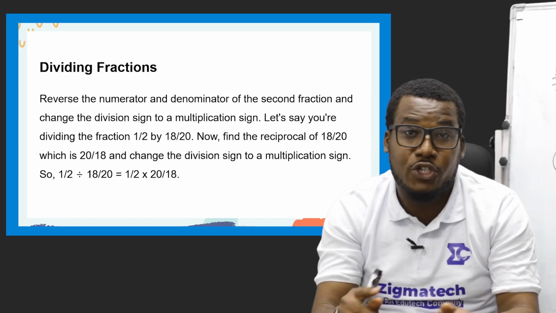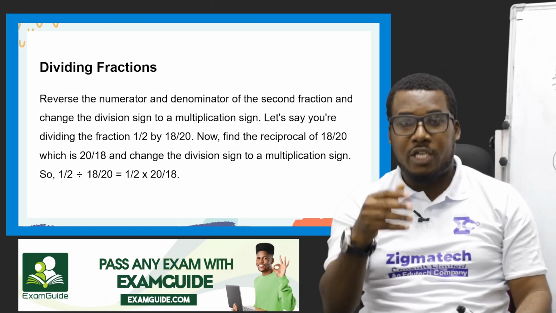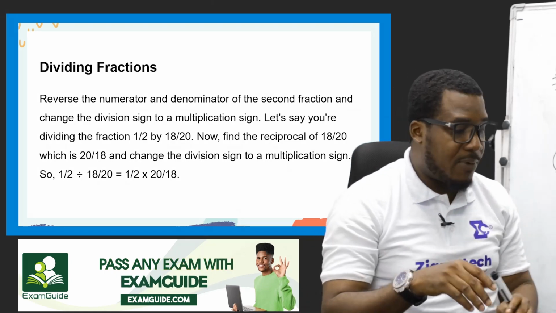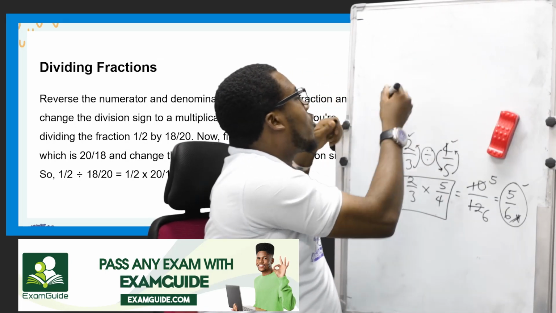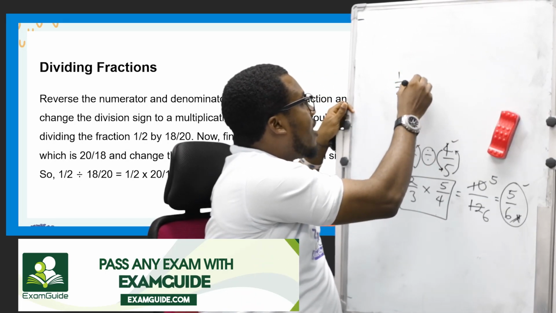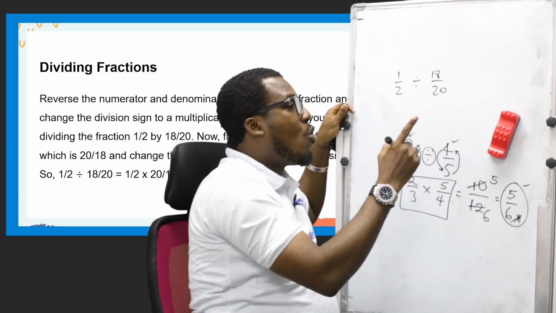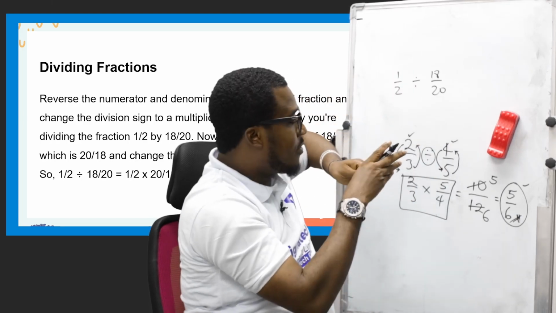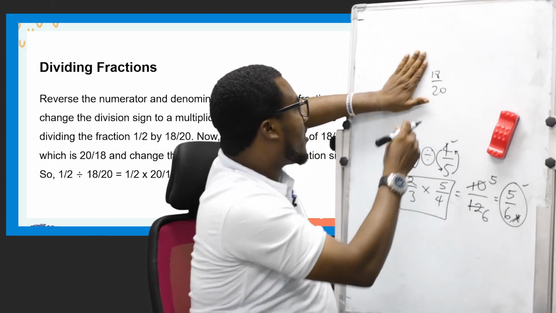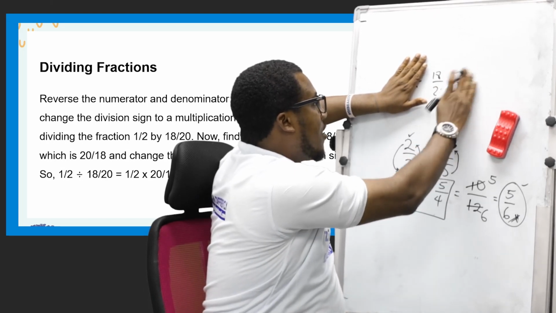Now after you finish changing the position, change the division sign to multiplication. What that means is that you're given 1/2 divided by 18/20. The logic there is telling you to forget about everything else: cover up this part with your hand, just change the position, and make this one 20/18.